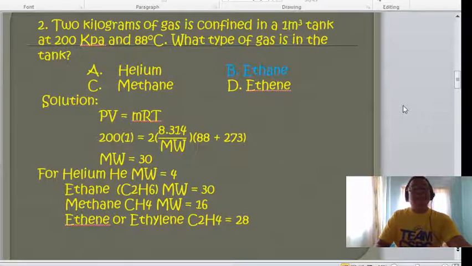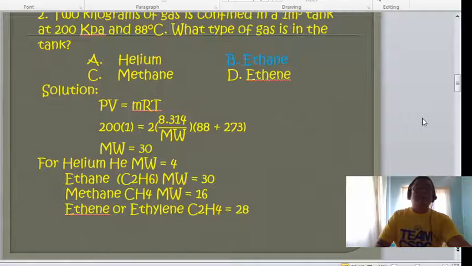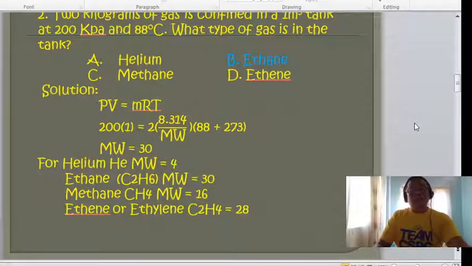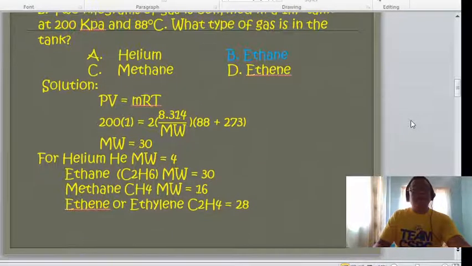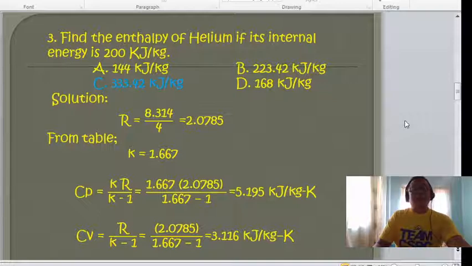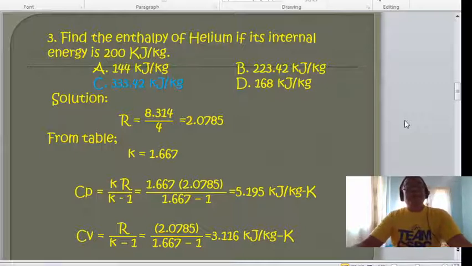So another difficult problem, class. But once you know the molecular weight, or the chemical formula, it is very easy. Molecular weight is very easy if you know the chemical formula. Next, class, we have number 3. Find the enthalpy of helium if its internal energy is 200 kilojoules per kilogram.